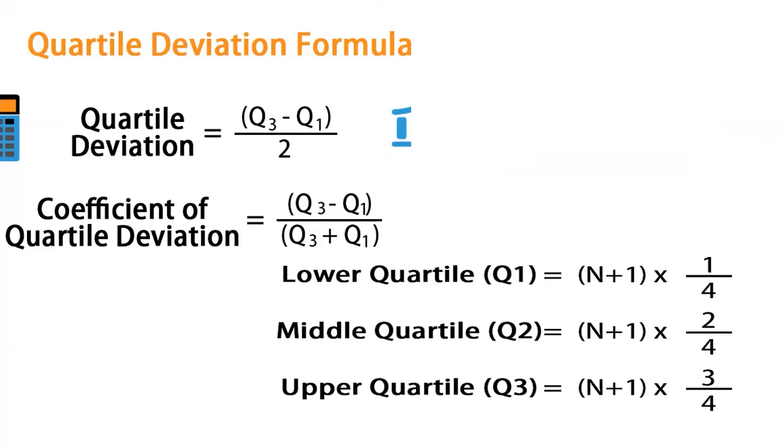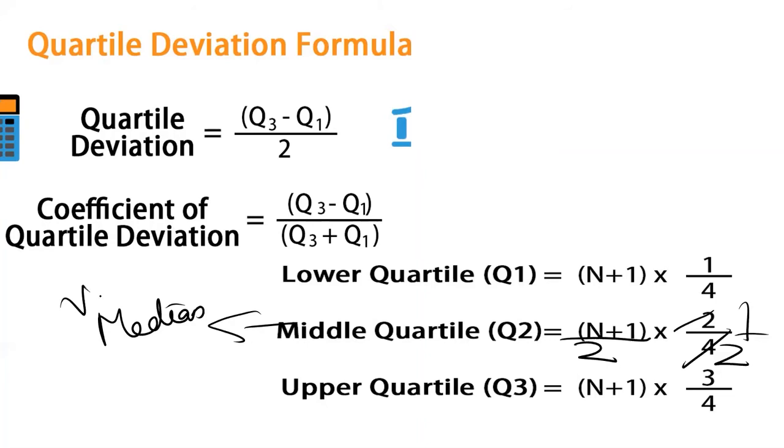Then to find the middle quartile, you just have to take n plus 1 into 2 by 4, which simply means n plus 1 divided by 2, because 2 by 4 is 1 by 2. The middle quartile Q2 is called the median. Then we have the upper quartile, Q3, which is calculated as n plus 1 into 3 by 4. Okay, so this was all about quartile deviation.